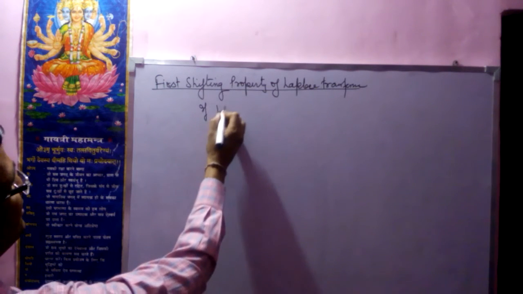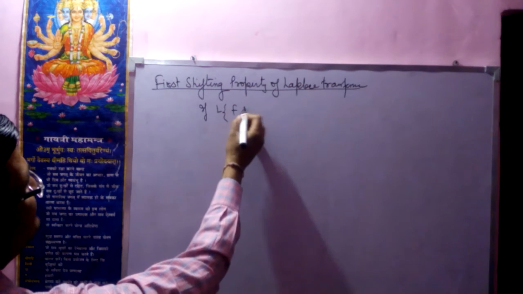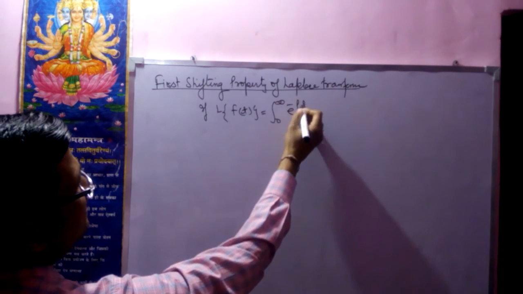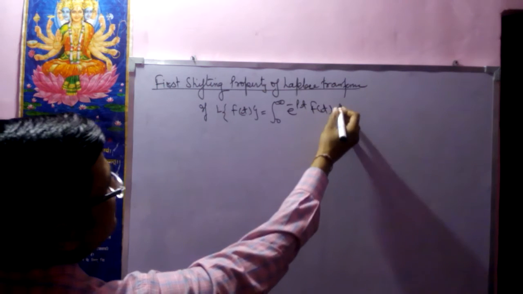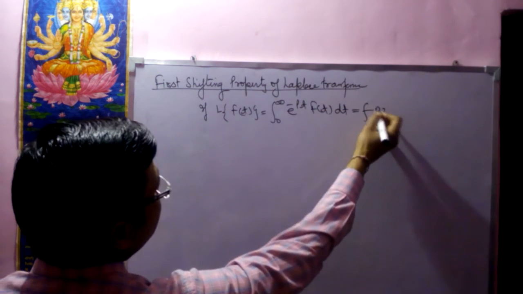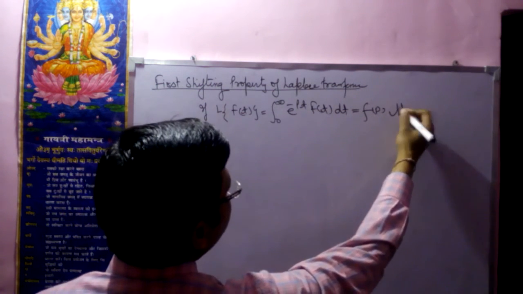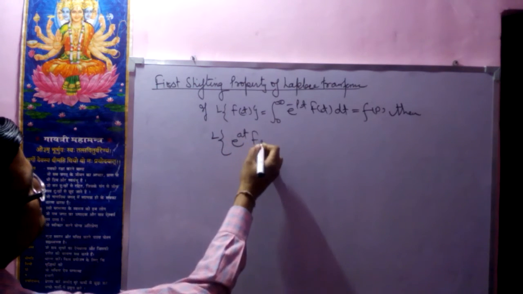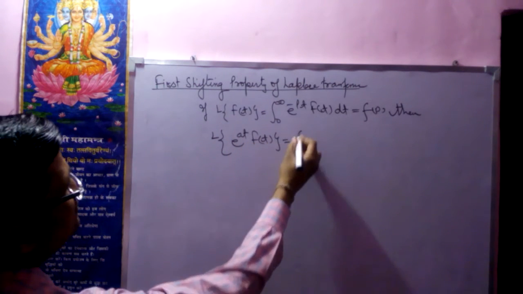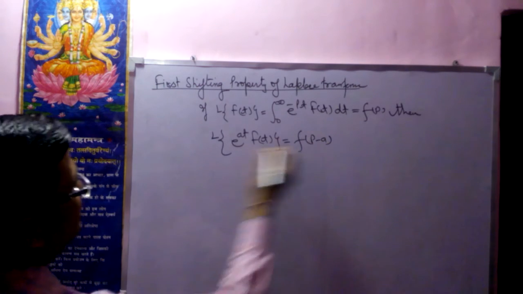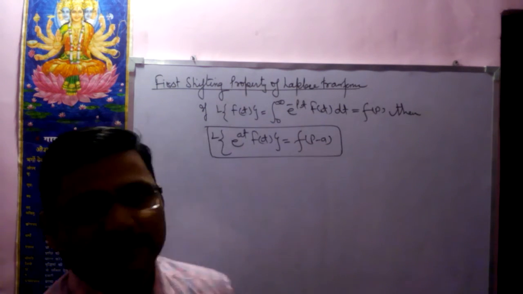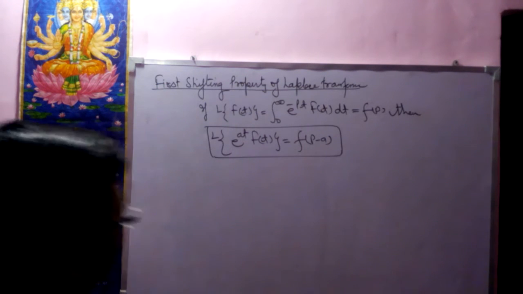If the Laplace transformation of f(t) is equal to the integral from 0 to infinity of e to the power minus pt f(t) dt, which is equal to f(p), then the Laplace transformation of e to the power at f(t) is equal to f(p minus a). This is the important rule for this property.